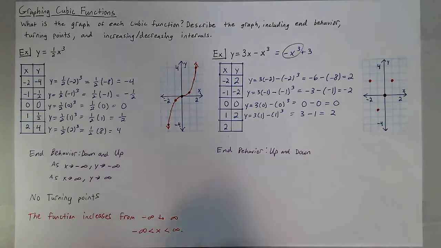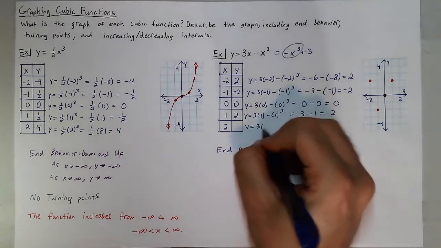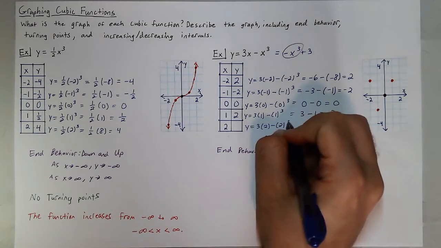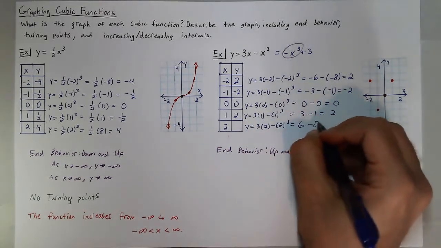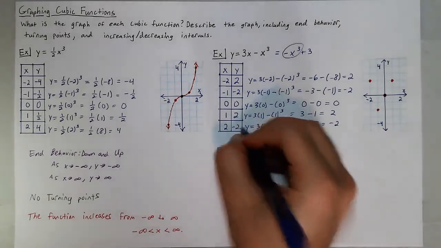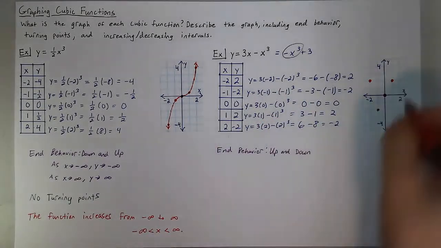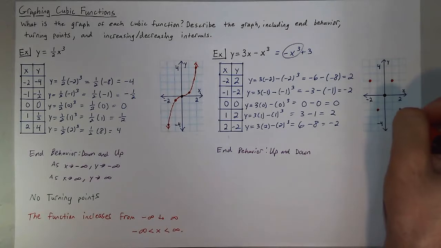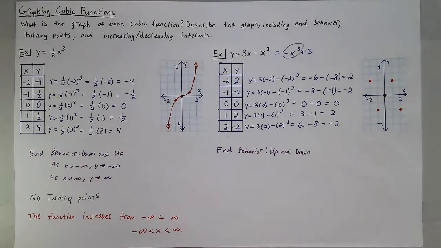So I have a point over here at 1, positive 2. And lastly, I'll plug in 2. So y is equal to 3 times 2 minus 2 cubed, which gives me 6 minus 8, which is -2. So 2, -2. So now we'll go through and try to graph this.